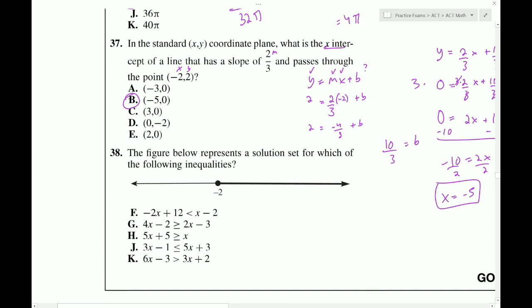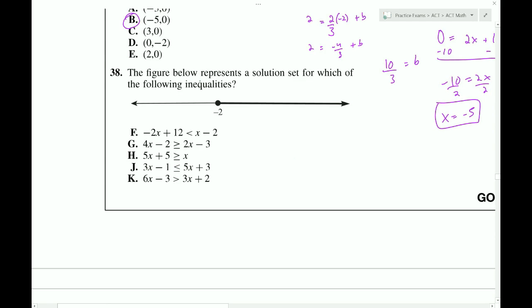So choice B. The figure below represents the solution set for which of the following inequalities? All right. So we know that this is going to be x is greater than or equal to -2. So one of these, when solved, should read exactly that. So let's try our luck here. We'll start at the bottom.